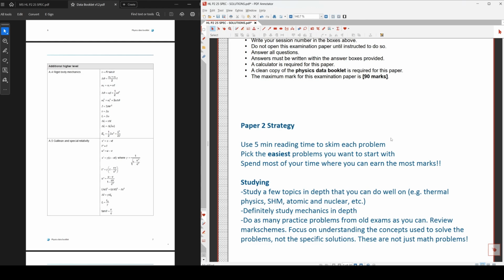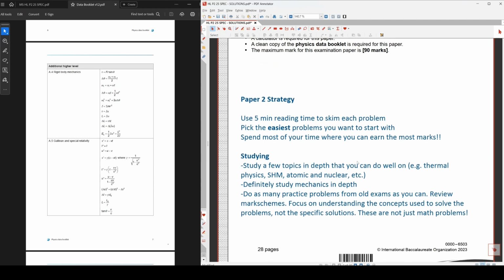The strategy overall is to spend the most time where you can earn the most marks. You will naturally tend to want to do the opposite. It's really easy to get stuck on a hard problem for a long time, and you can spend a long time on a hard problem and still get nothing for it. So you want to spend your time on the easiest problems because you want to get as many marks as you can get. Use your first 5 minutes to identify those questions that you're going to make sure you do and give yourself time to get right.